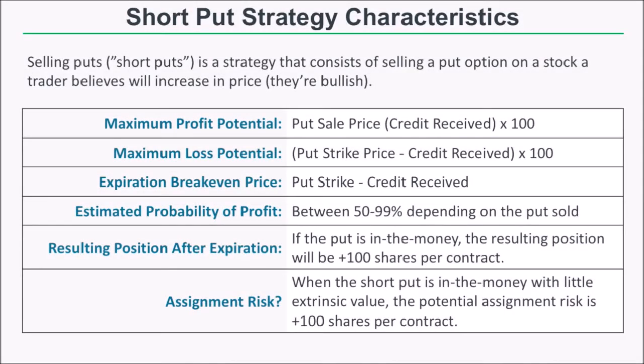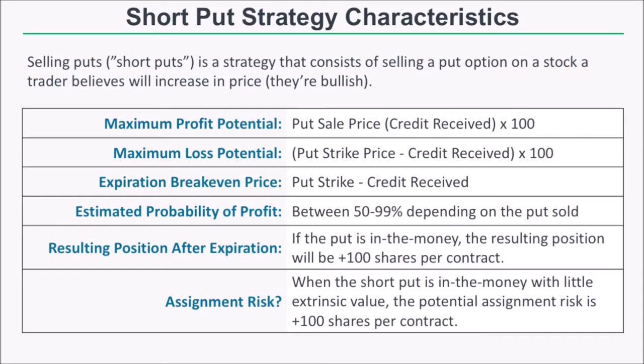So selling puts, also known as being short puts, is a strategy that consists of selling a put option on a stock that a trader believes will increase in price. So selling put options is a bullish strategy. So let's go ahead and look at the strategy characteristics.